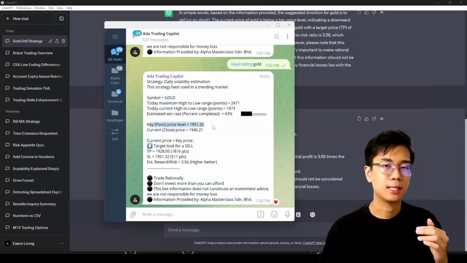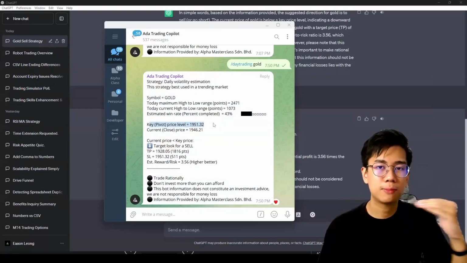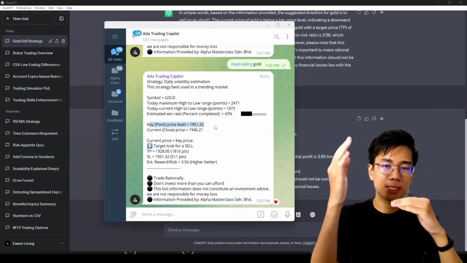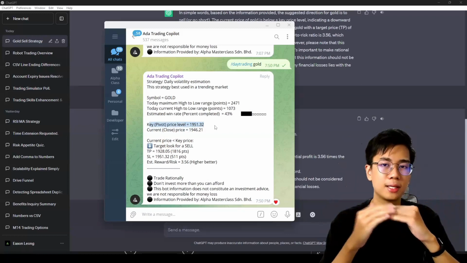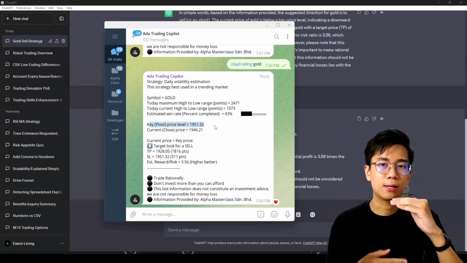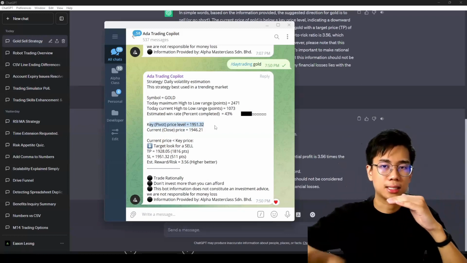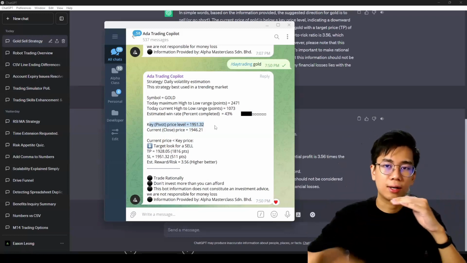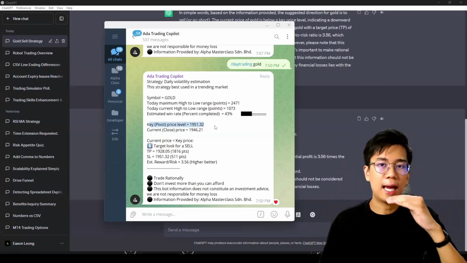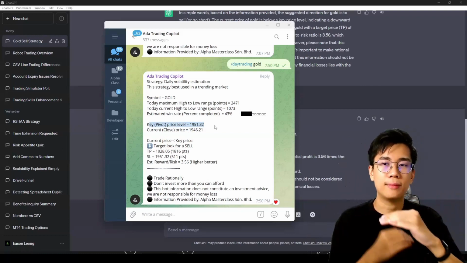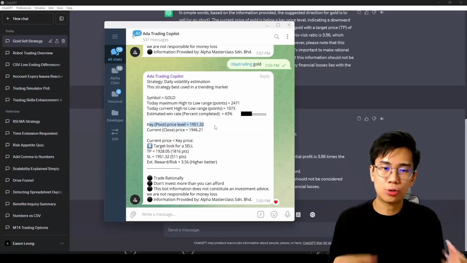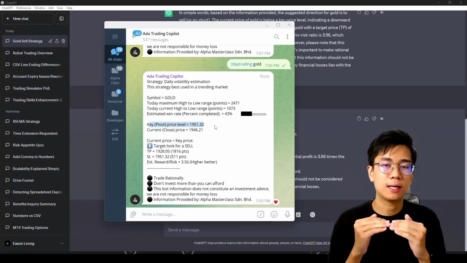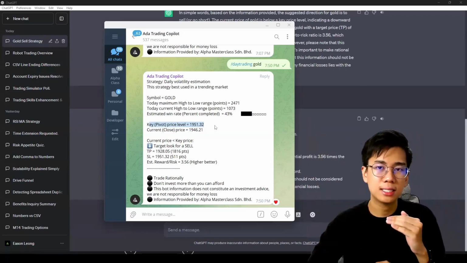Key price means we call it a benchmark price. If the price is above this level, it is likely to be an uptrend; if the price is below this level, it is going to be a downtrend. Right now the price is moving below, so it's justified that it will likely move lower. This level is auto-calculated for you based on the market trend, and then they come out with a benchmark. Above this, uptrend. Below this, downtrend.